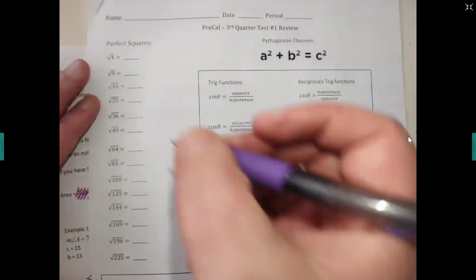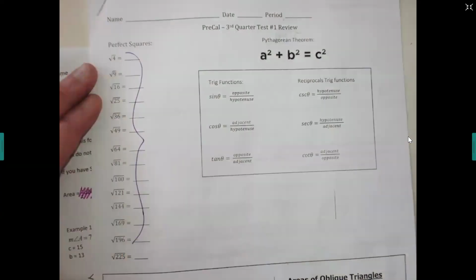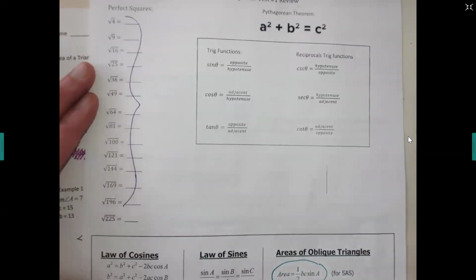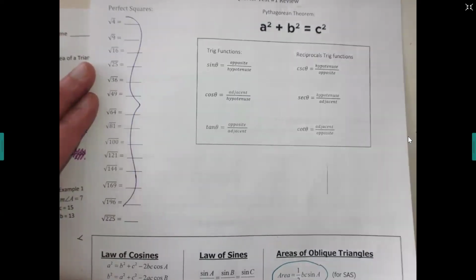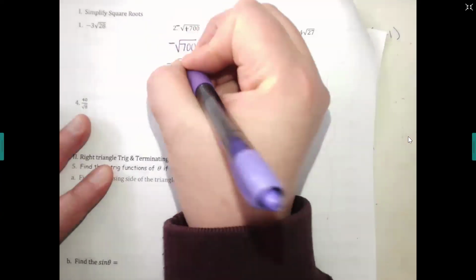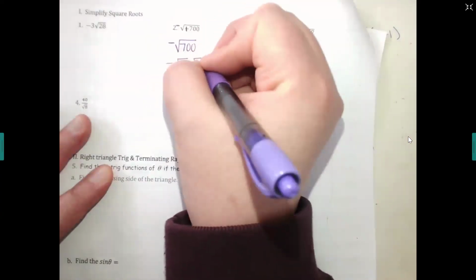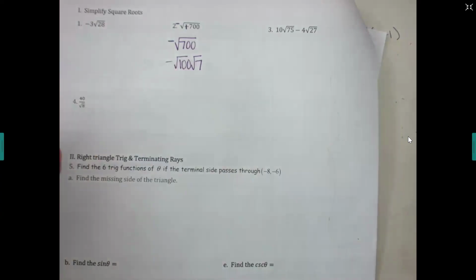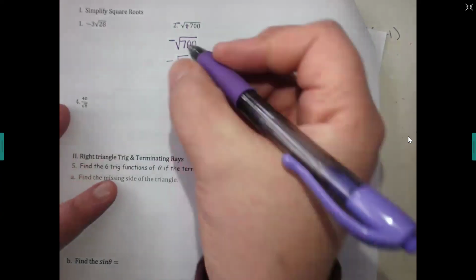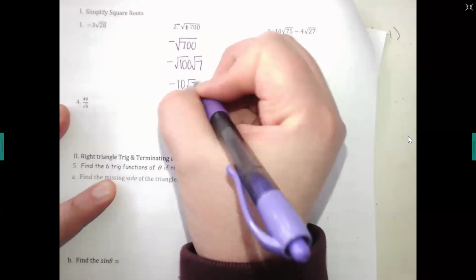Okay, first thing I want you to do is look at the first page at all your perfect squares. You have a whole list of perfect squares right here. And we want to know which of those numbers 700 can divide by. Any ideas? 100 is correct. 100 times what? 100 times 7. But then what is the square root of 100? 10. So it'd be negative 10 root 7. You're done.